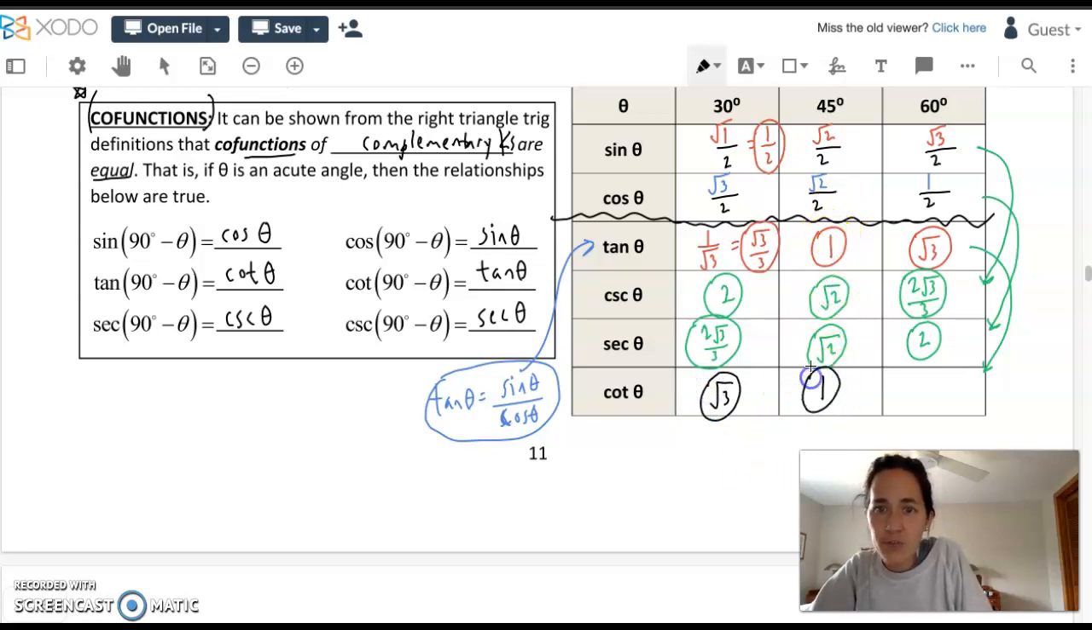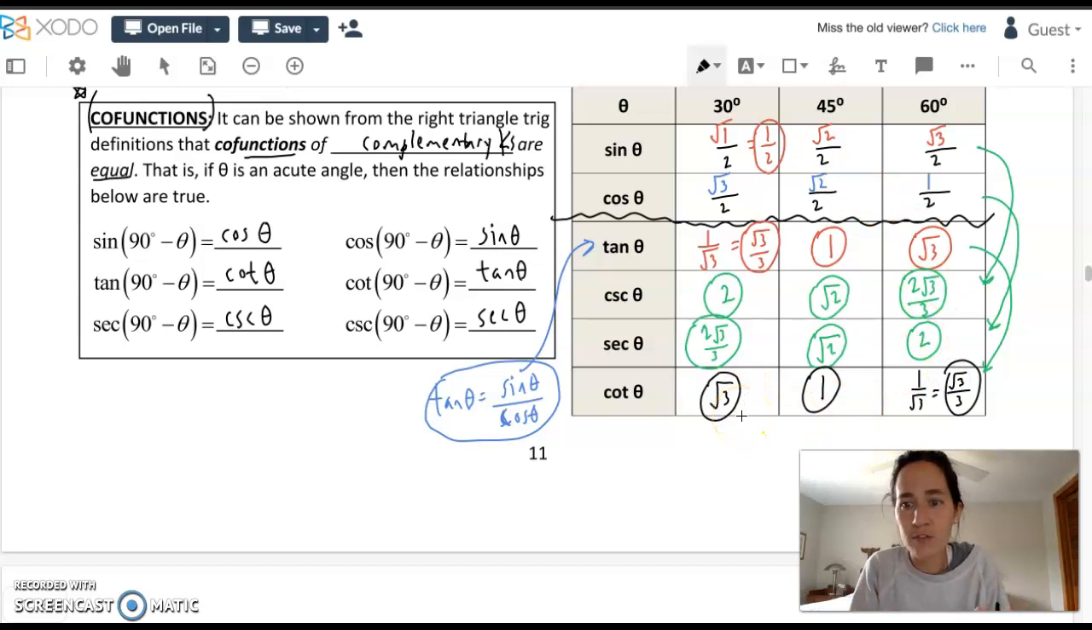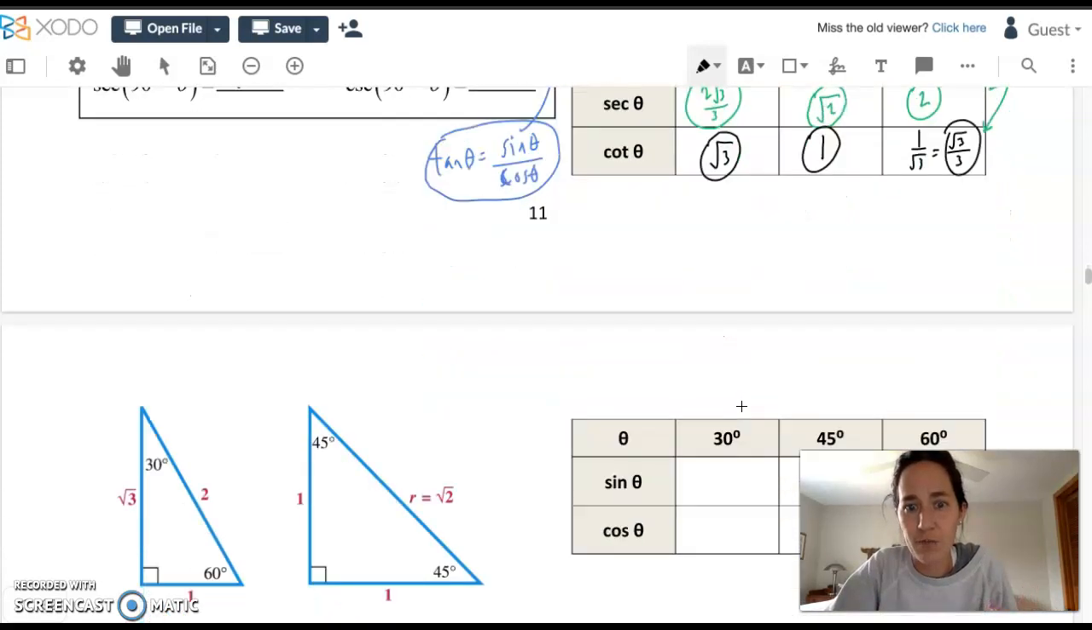What could be easier? Flip it, and you still have 1. And then cotangent of 60 degrees, we'll have 1 over square root of 3, which rationalized is square root of 3 over 3. The more practice with these numbers we have, the better. The more we get used to them, when I ask for exact values, you're going to see your answers will definitely come from this table.